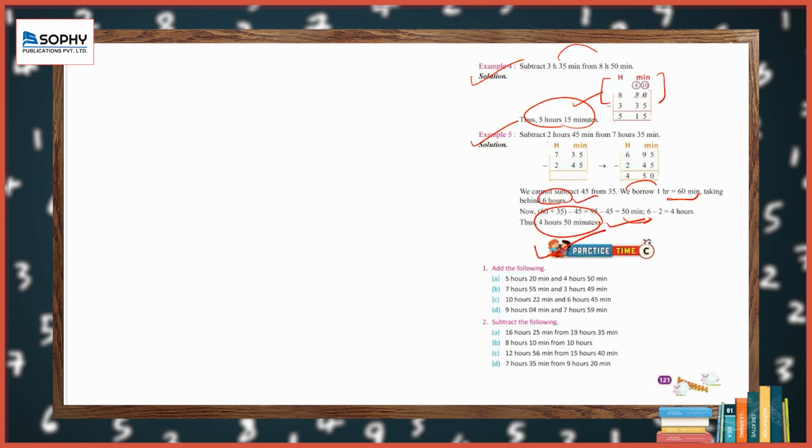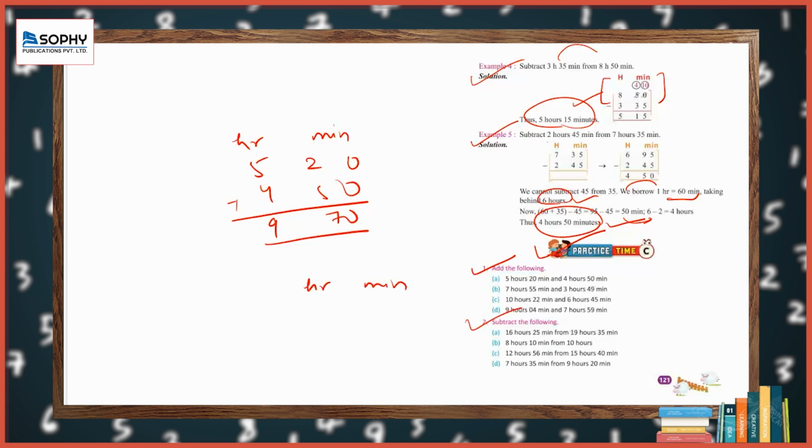Now let's look at the practice time C, students. In this one, we have to add the following. Here is the hours column, here is the minute column. 5 hours 20 minutes plus 4 hours 50 minutes. So it becomes, very good, students, 9 hours 70 minutes. Now next we have to subtract the following, students. Here is the hour column, here is the minute column. So 19 hours 35 minutes minus 16 hours 25 minutes. So it is, very good, students, 3 hours 10 minutes.